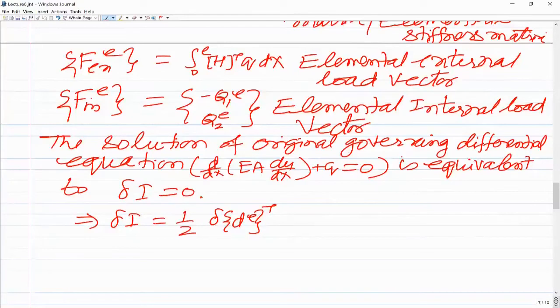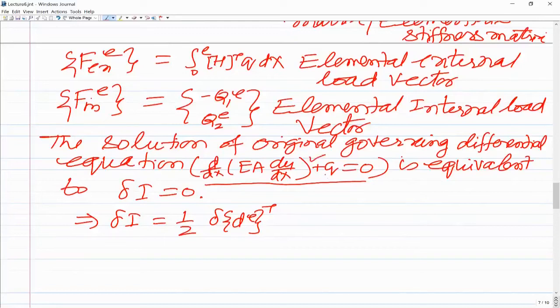Sir, can you please repeat the last thing you told, the solution of the original governing differential equation? Yes. What I was saying is that this is the governing differential equation for the problem, which we have already derived. Right now what I have written is for the element, and from this equation we wrote the weak form, and then we took the weight function w as delta u and got delta I equal to 0, if you remember. So you can say that the solution of the original differential equation is equivalent to delta I equal to 0.